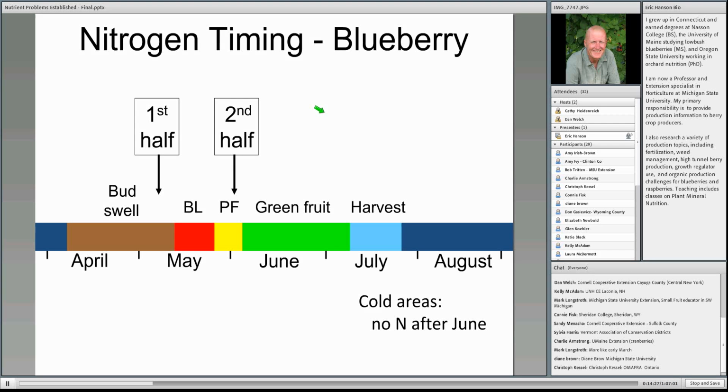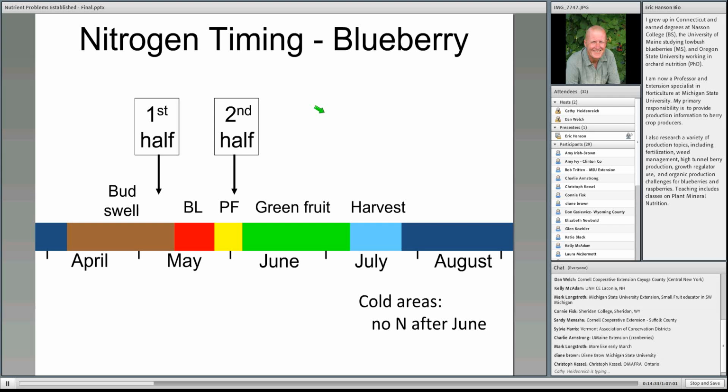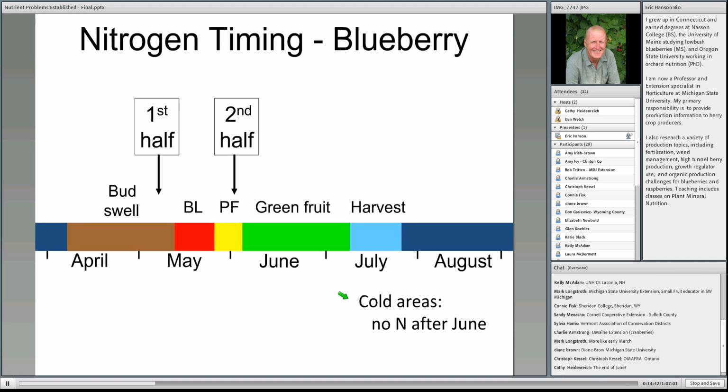But if you're growing blueberries where you're just stressed by the winter year after year, then this is where you want to be real careful about applying nitrogen or maintaining high levels of available nitrogen later in the season.